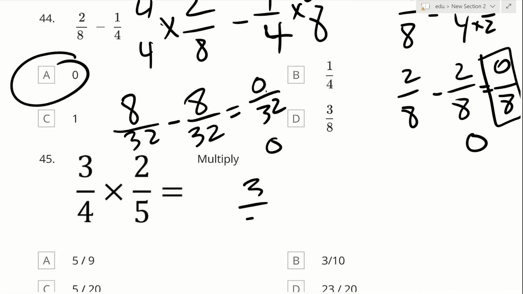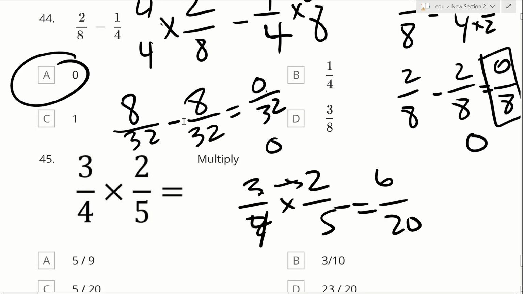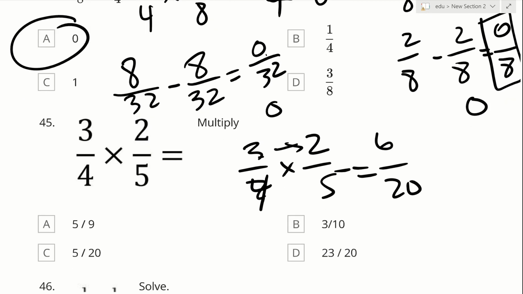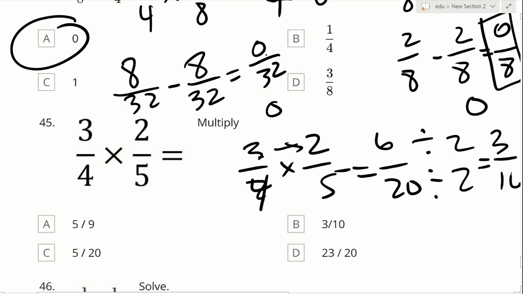When I multiply, it's easy. I just multiply across. 3 times 2 is 6. 4 times 5 is 20. So I see none of my answers are the same as the one I have here. That's because I have to simplify. I can divide this by 2. My answer is going to be 3 over 10.